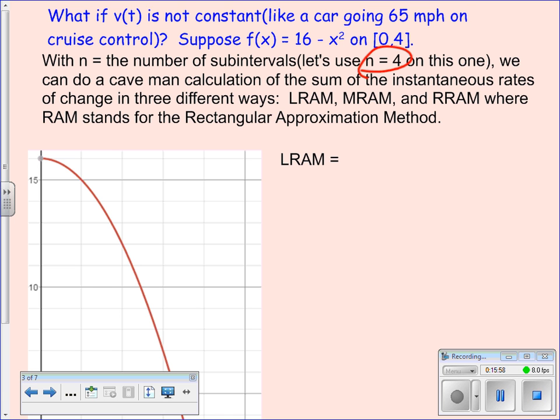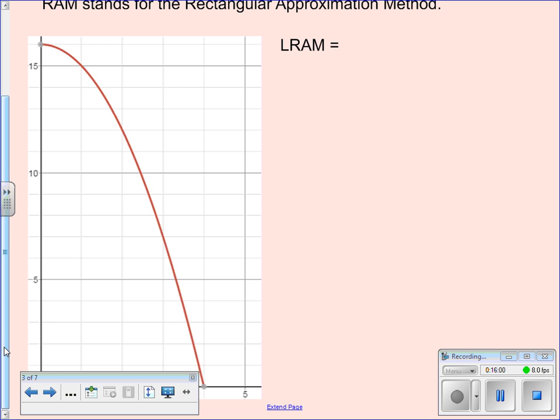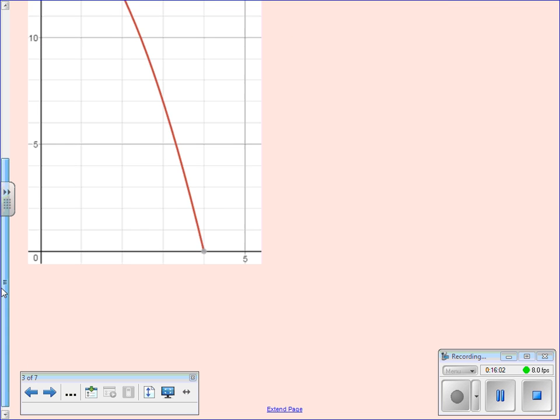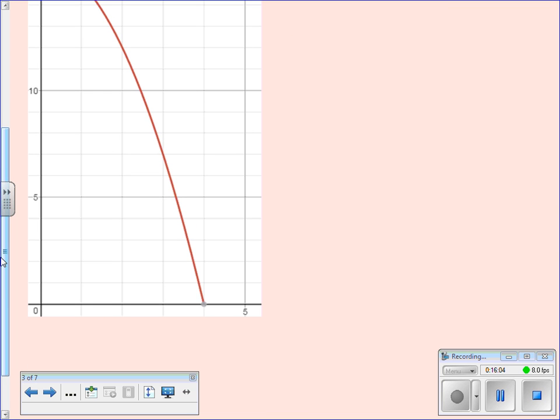So LRAM. I'm going to have to extend the page to get down to the bottom here. So we have 4 subintervals: 1, 2, 3, there's our 4th one. So those are the widths. Now it's a nice situation: the width is equal. What is the width on each one of these? 1. Okay. We have to find our heights, though.